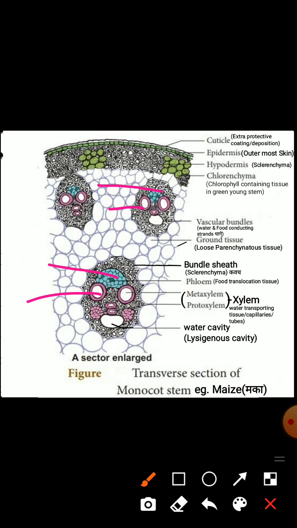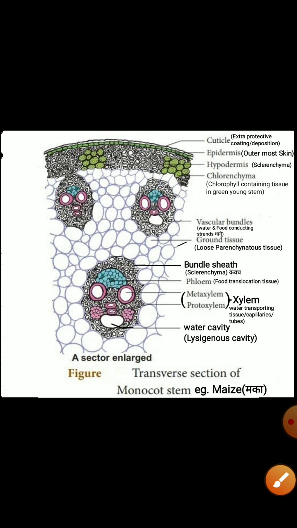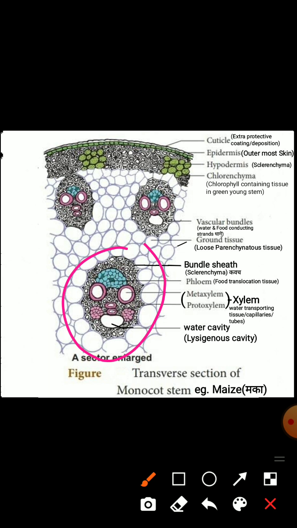Now, besides this, these vascular bundles show no cambium in them. We have seen the dicot vascular bundles, and in between xylem and phloem there was the cambium. Here, these vascular bundles show no cambium, and therefore, when the cambium is absent, the vascular bundles are called closed type of vascular bundles.